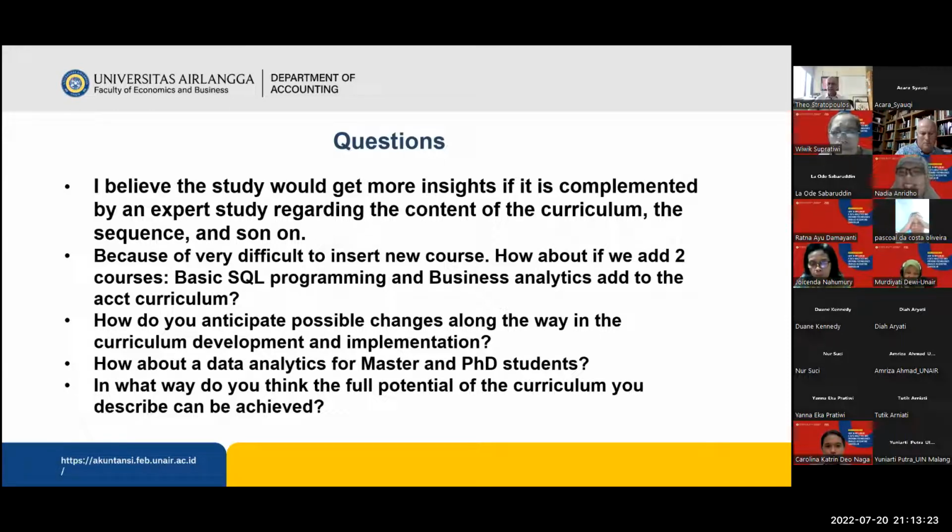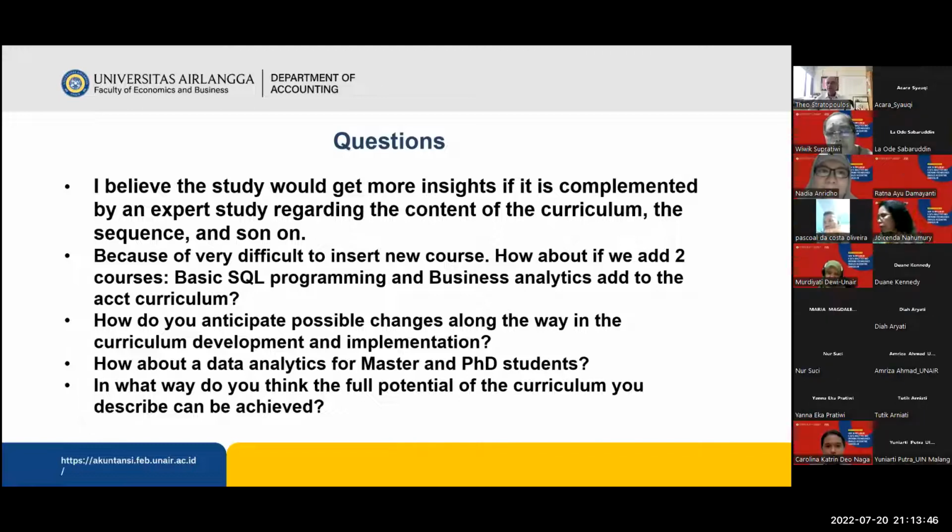And for the next question, this is from one of our lecturers here, because it's very difficult to insert a new course, especially for our curriculum here in Indonesia and especially in our department. How about we add only 2 courses about basic SQL programming and business analytics to the accounting curriculum? You will need to decide. I remember when I was showing you the table with the different options that you can consider.